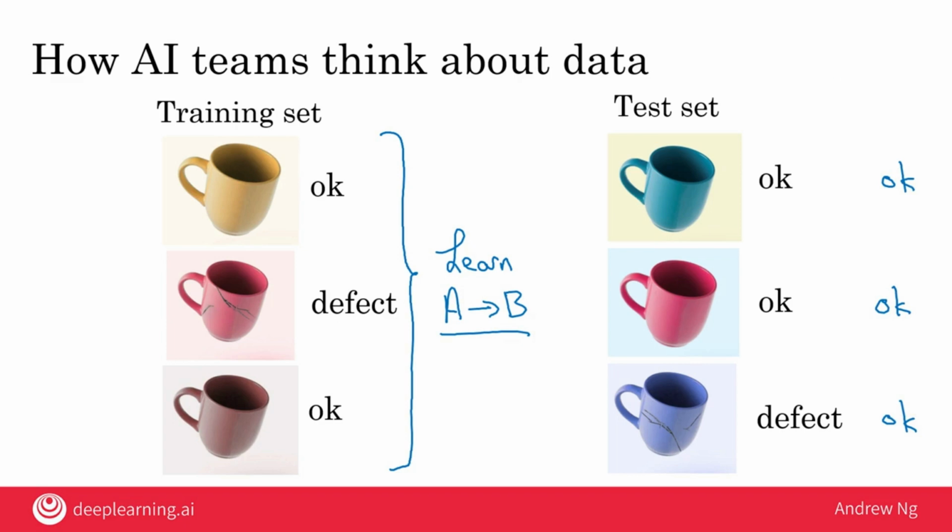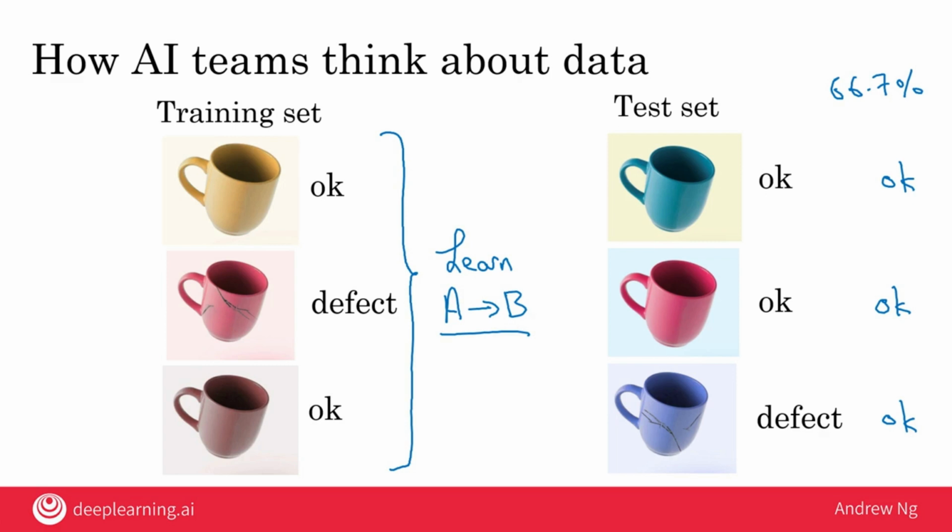And so that's a 66.7% accuracy. In this figure, the training set and test set are both only 3 pictures. In practice, both of these data sets would be much bigger, of course. And you find that for most problems, the training set is much bigger than the test set. But you can talk to AI engineers to find out how much data they need for a given problem.